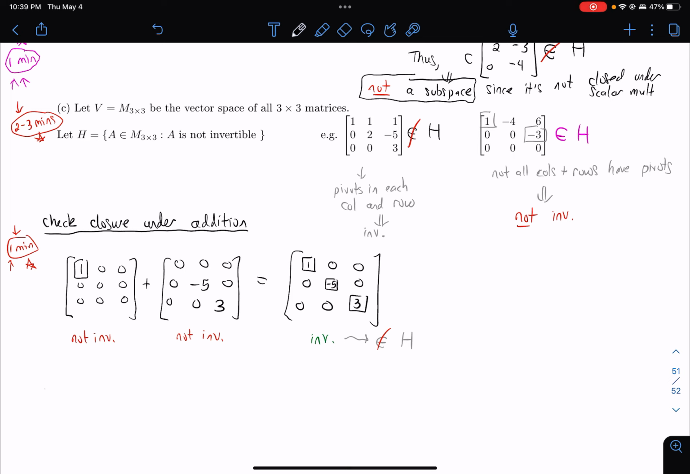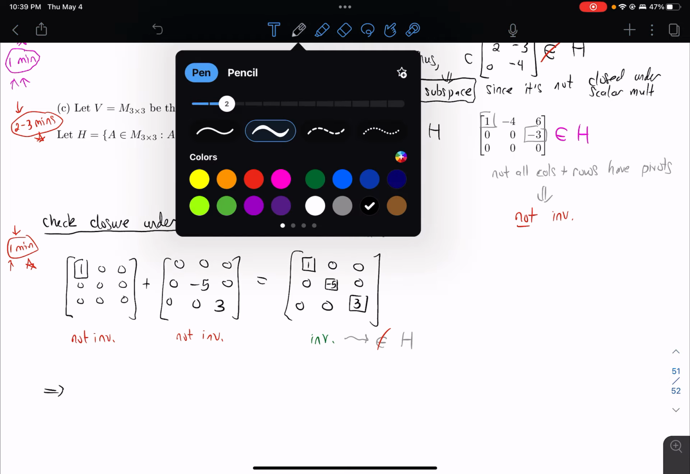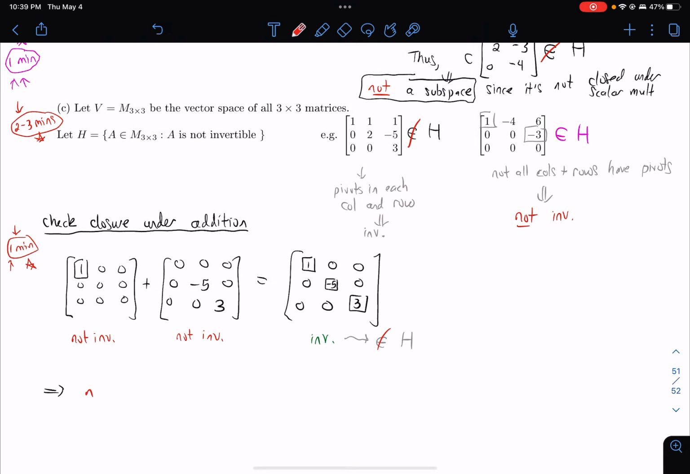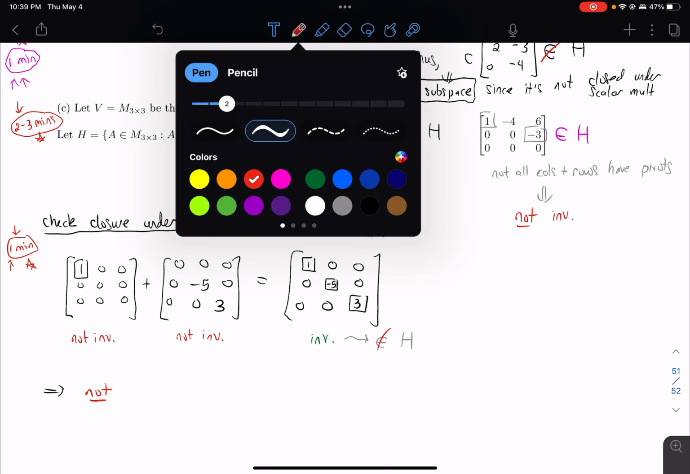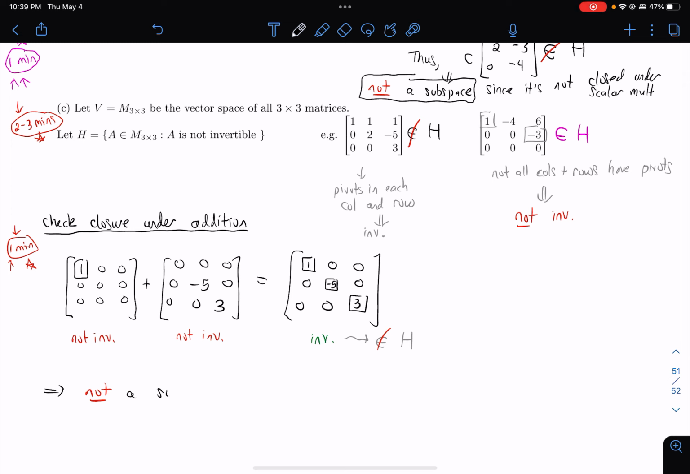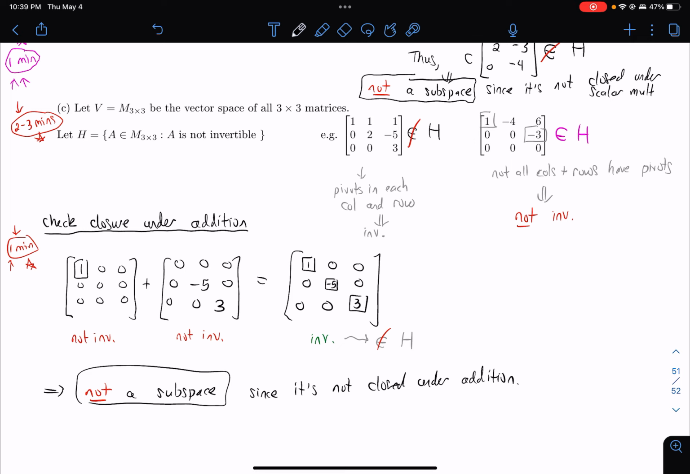Okay, thus, it is not a subspace, since it's not closed under addition. All right, that is our answer.